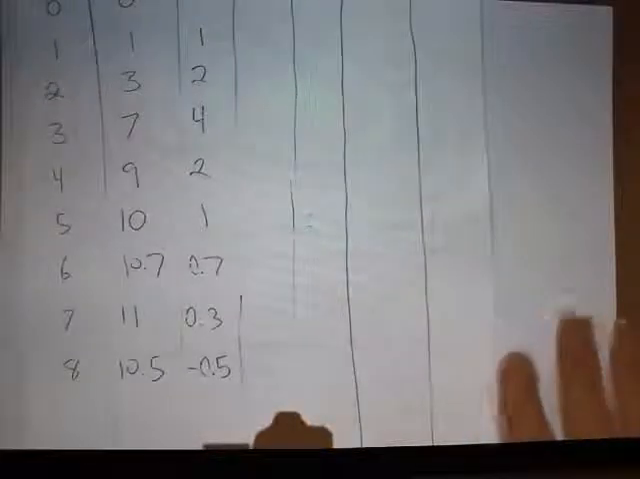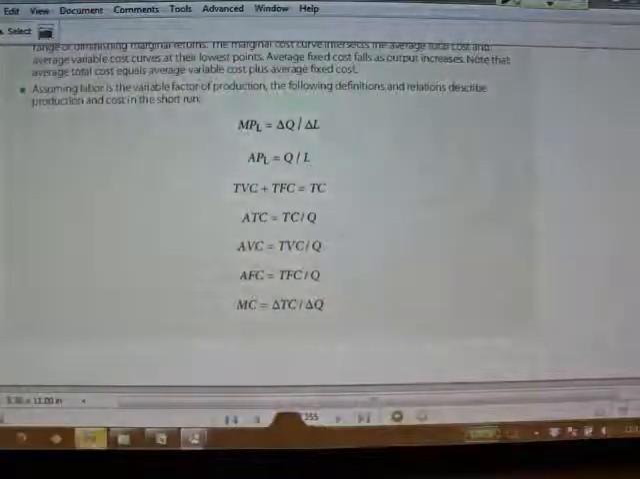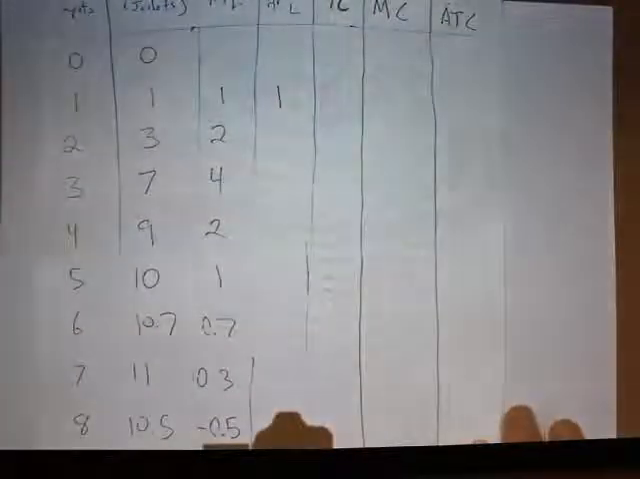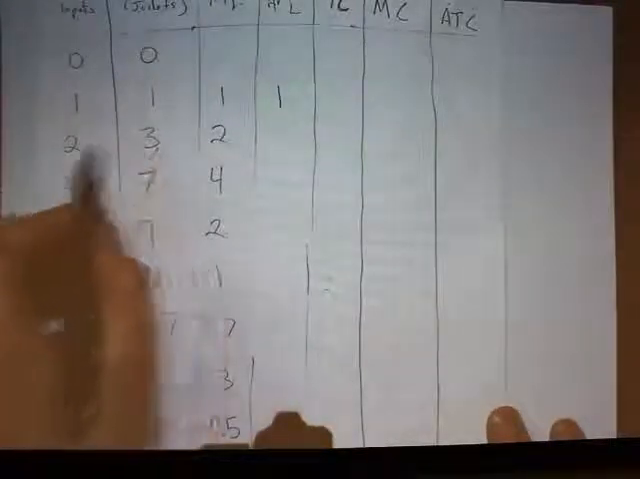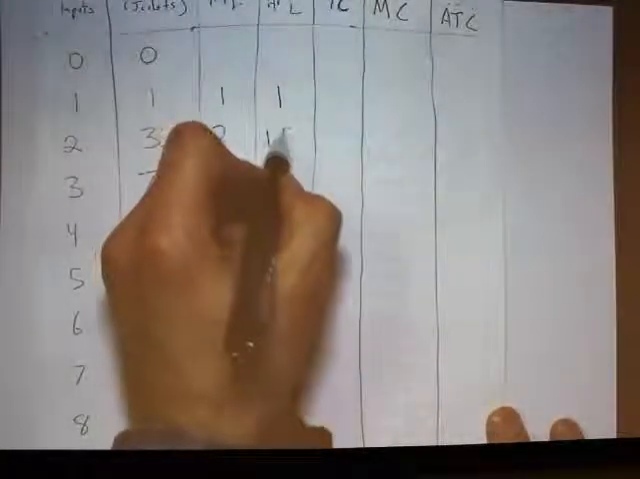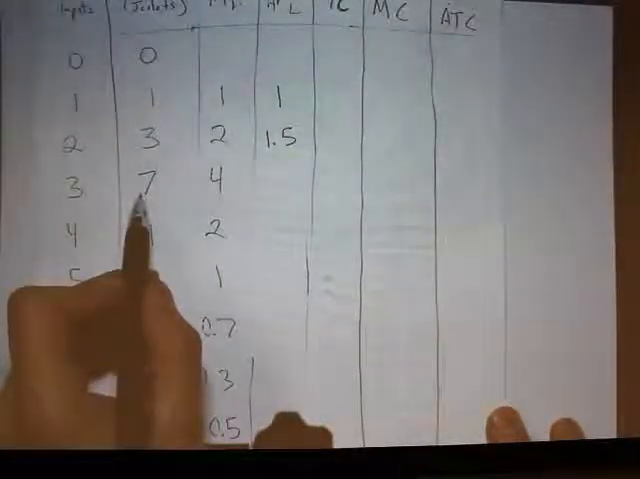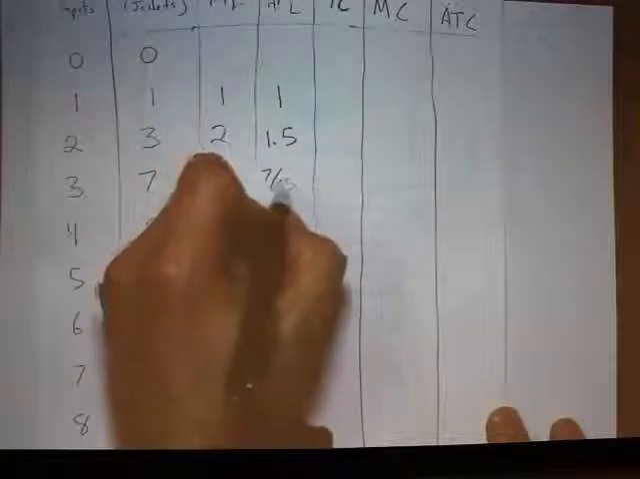Okay, now what about the average product of labor? The average product of labor is total output divided by total workers, total inputs. And so when we're producing 1 with 1 worker, average is 1. When we're producing 3 units of output with 2 workers, average is 1.5. Here, the average product is 7/3.